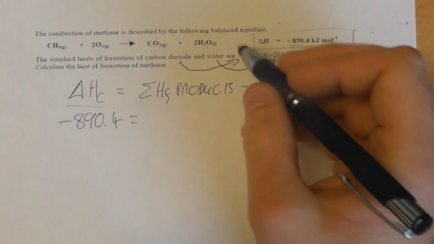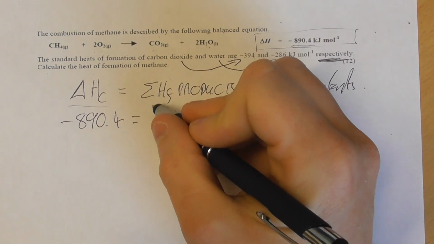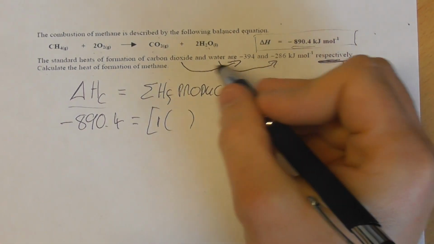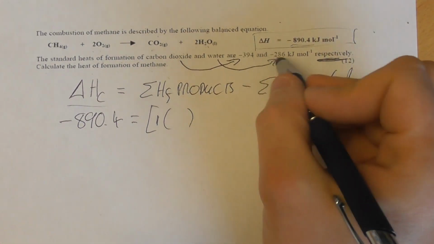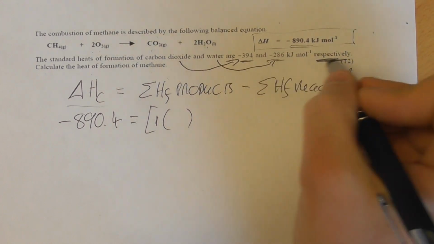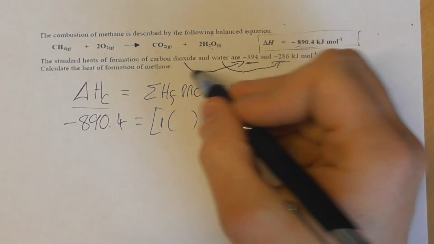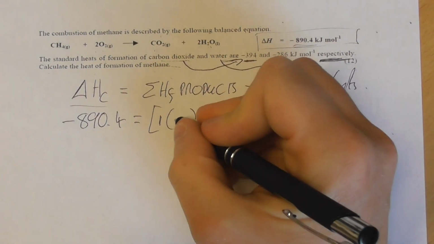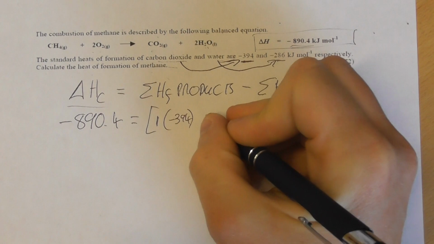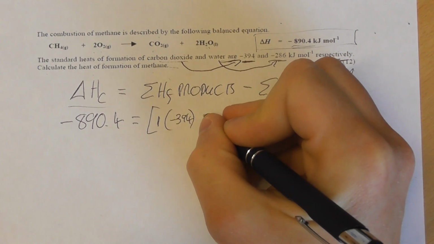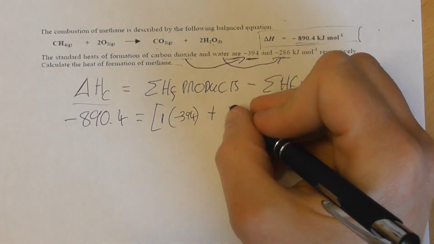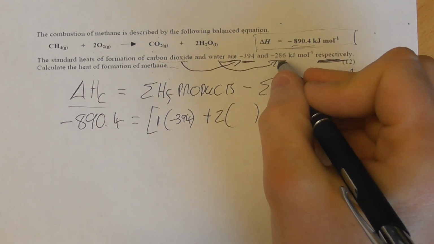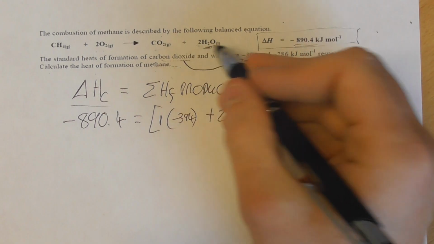Just be careful there. You have one CO2, so I always like to put in the 1 anyway. 1 multiplied, because then we won't forget later. 1 multiplied, and then be careful the way that this is written. You see the way it's written that sort of way respectively. You wouldn't believe the amount of people get those mixed up. So carbon dioxide is first, so it's the first figure, minus 394. And then add that, because it's the sum of the coefficient of 2 multiplied by that of water. You see there's 2 waters there.